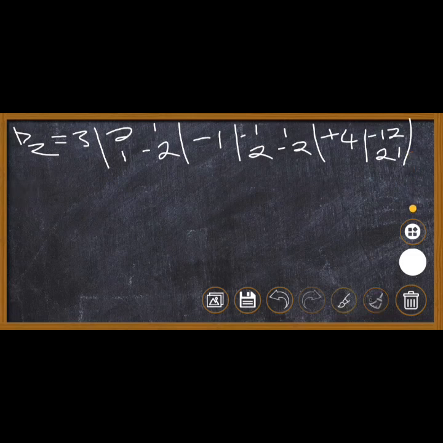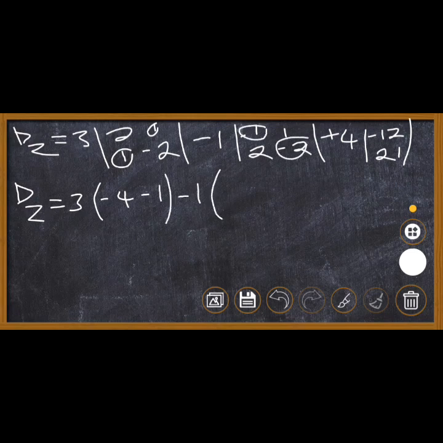So in this case, we are going to have dz equal to 3. It's the positive 2 multiplied by negative 2. We are going to have negative 4. And then minus here, 1 multiplied by 1 is simply 1. Then we subtract negative 1 multiplied by negative 2, which is positive 2. Then minus here, 2 multiplied by 1, of course it's just 2. Then positive 4 here. Then negative 1 multiplied by 1, it's negative 1. And then 2 multiplied by 2, it's 4. So we have that.